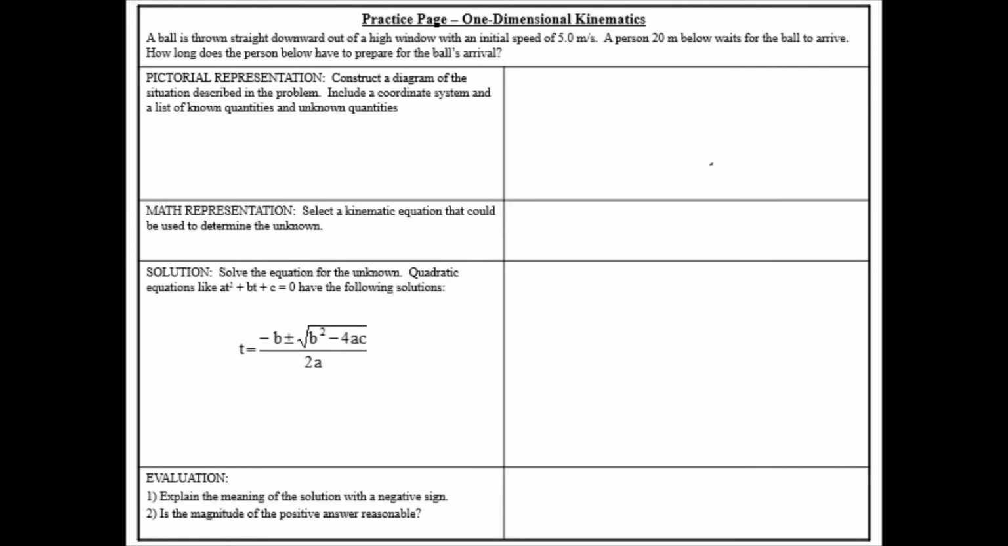So notice that this word is speed here. A ball is thrown straight downward out of a high window with an initial speed of 5 meters per second, and a person 20 meters below waits for the ball to arrive. The question is, how long does a person have to prepare for the ball's arrival? So go ahead, pause the video now, try to work this out, and we'll see how you did.